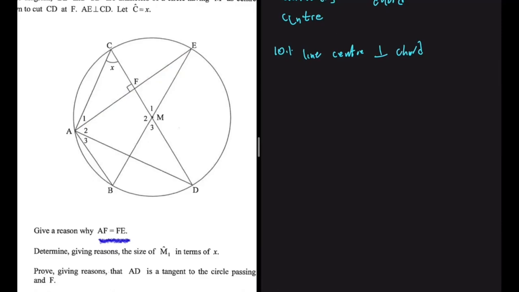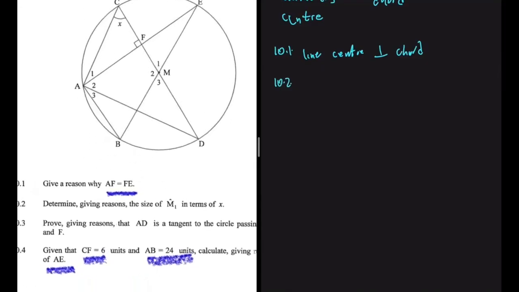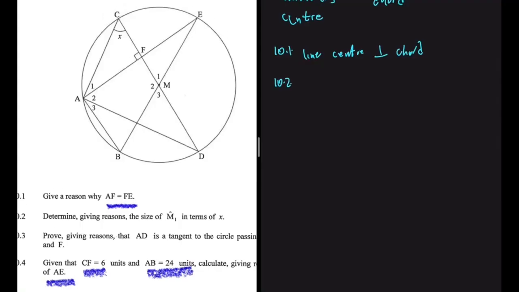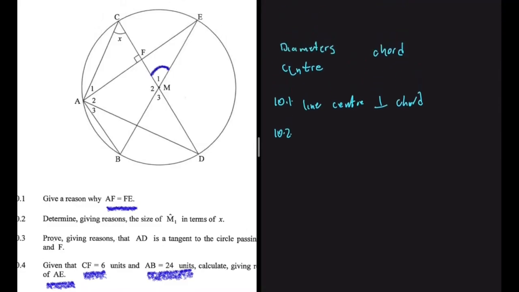And then 10.2, let's look at what 10.2 is saying. It's saying, let's determine, giving reasons, the size of M1 in terms of X. So where is M1? M1 is right here, right? Now let me look at my keywords and see if I can determine M1 using them. It has nothing to do with the diameter, so I cannot use that. Now let me go to center. It's easy to see that M1 is an angle at the center, and it should be equal to twice the angle at the circumference, provided they are from the same arc.